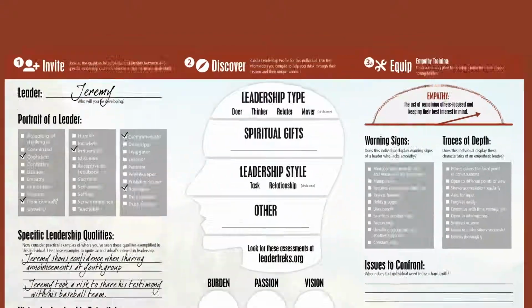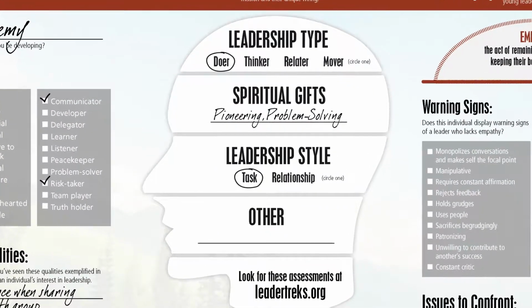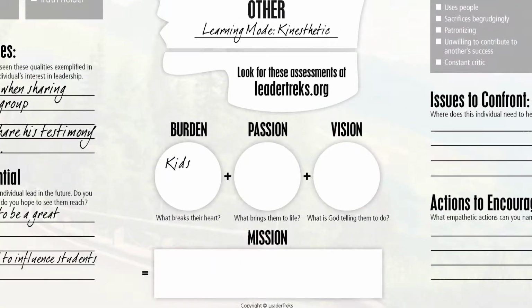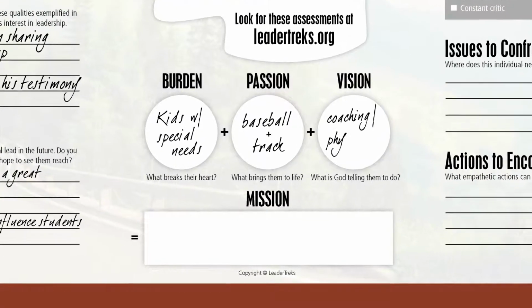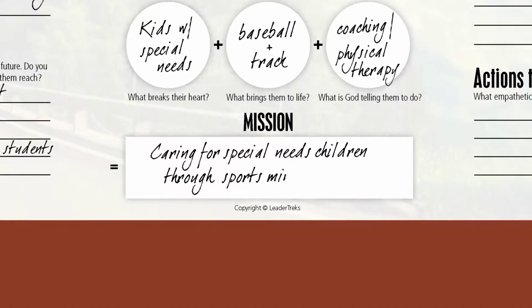Step 2 is discovery. This is where we help students understand how God has wired and shaped them. LeaderTreks makes a lot of leadership assessments written just for students, and you can help them understand how burden plus passion plus vision equals the mission that God has for them.